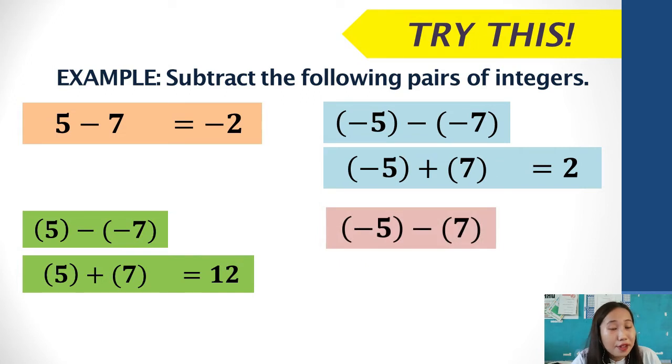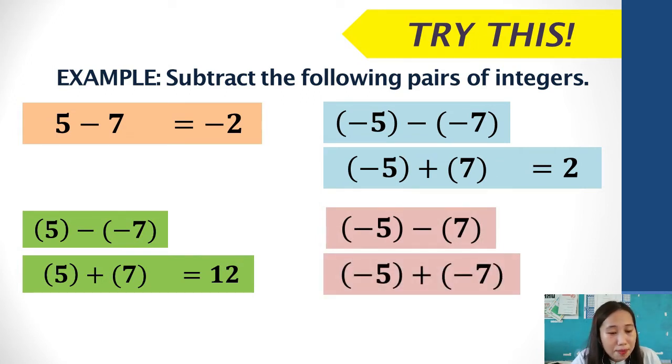Okay? Negative 5 minus 7. So, naging negative 5 plus negative 7 na siya. Ang sagot na natin ngayon ay negative 12. So, katulad kanina sa adding integers, mahalaga rin, nababantayan talaga natin kung ano yung signs ng mga integers para hindi tayo magkamali sa ating sagot.